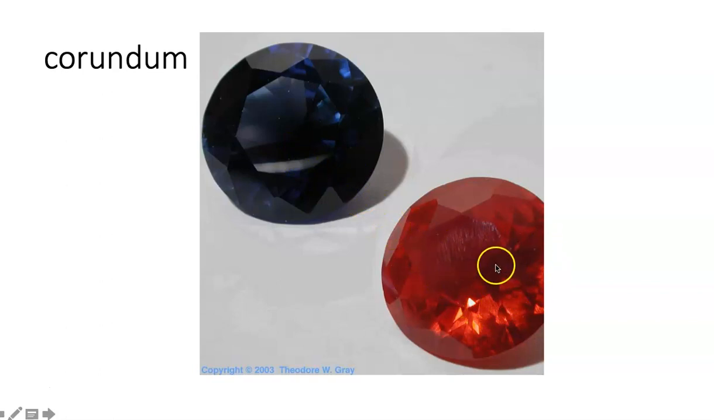You might recognize ruby. It's a type of corundum, don't worry about that. But ruby is almost chemically identical to sapphire. However, the arrangement of the same atoms changes the color.